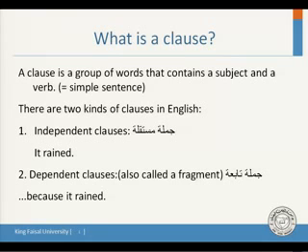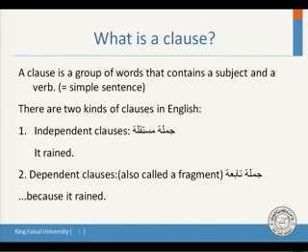So we have two types of clauses. Number one is the independent clause. It's a complete sentence. It's like a simple sentence, and the sentence is complete. We have a subject and the verb, and the idea or the thought is complete. So you see, it rained, full stop. This is a complete sentence. Here we will call it an independent clause, because we are talking about complex sentences.